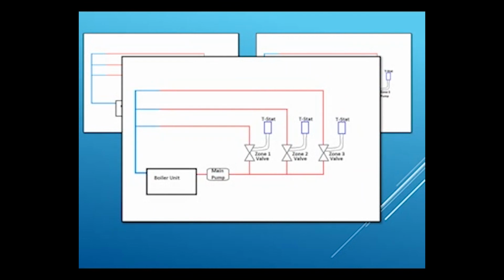The next type that we have would utilize a main pump and zone valves. This is something that we typically see a lot of in residential, where we reduce our costs by only having one pump, and then instead of having a pump per area, we simply have a valve to open and close whenever the thermostat calls for heat.